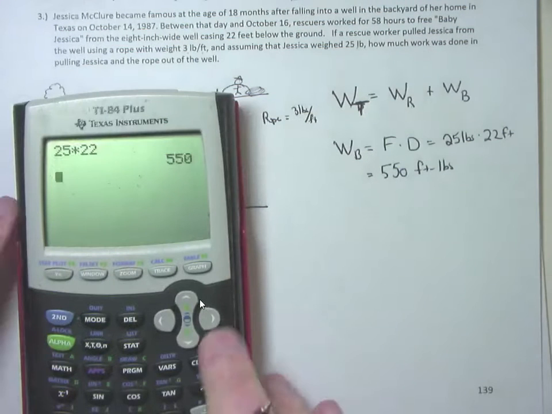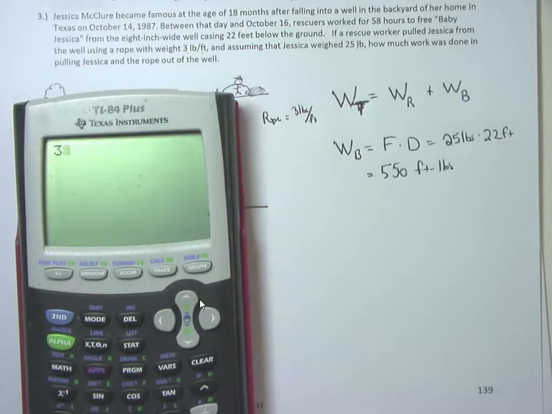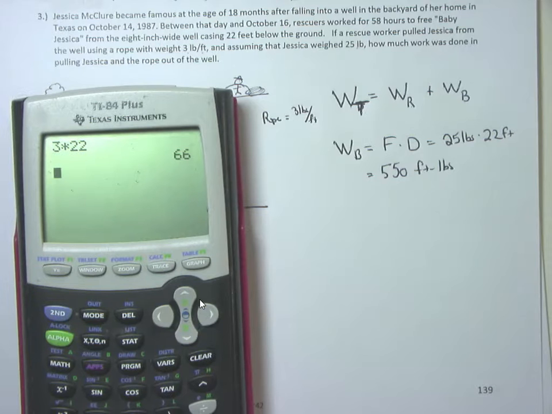So let's talk about it at the beginning. 3 pounds per foot, we got to drop 22 feet of cable down to get to the kid. That's going to be 66 pounds. Does that make sense? 66 pounds of rope cable that I had to drop down to her. But now, what are we going to do? We're going to lift it out of the well.